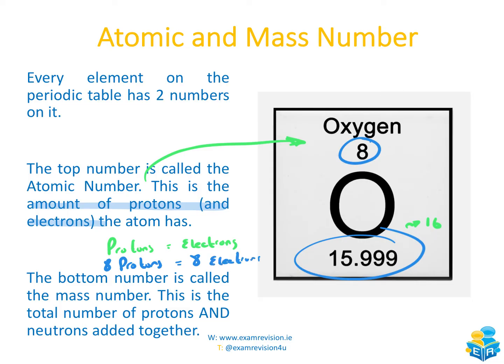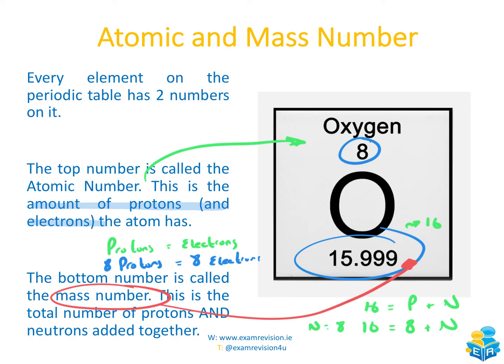Now the bottom number is called the mass number. So that's 16 in this case. And this tells us the total number of protons and neutrons added together. So 16 in this case is equal to the protons plus the neutrons. But we already know that we have 8 protons. So what number does n have to be to add to 8 to give us 16? In this particular case, n would also be 8. Okay, that's just complete coincidence that the number of neutrons, protons and electrons are all 8. That's not always going to be the case, but in the case of oxygen it is.